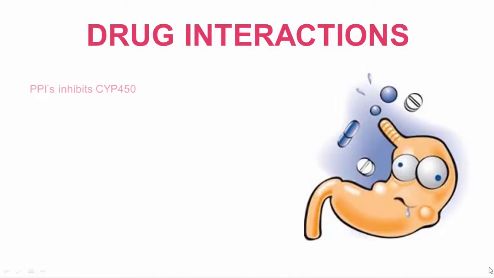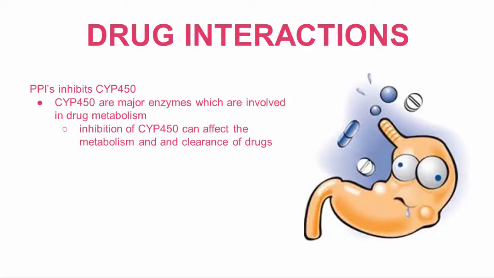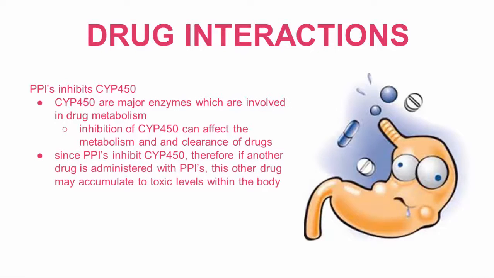Another downside to using PPIs is that they inhibit cytochrome P450 enzymes, also known as CYP450 enzymes. These CYP450 enzymes are involved in drug metabolism. Therefore, inhibiting this enzyme will prevent metabolism and clearance of drugs. If another drug is administered with PPIs, such as warfarin, which is an anticoagulant drug, PPIs would inhibit CYP450, causing an accumulation of warfarin to toxic levels within the body, and therefore increasing the risk of bleeding.